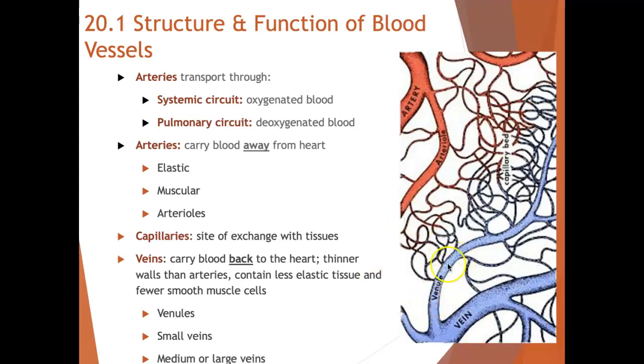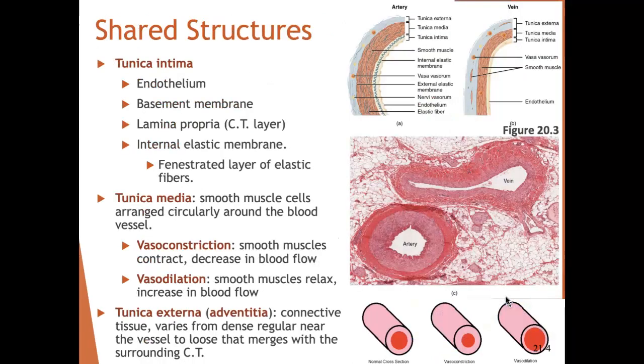So as I said before, a venule is a small vein, and that drains into small veins, and then into medium veins, and then into large veins. And the largest veins we have within our body would be our superior and inferior vena cava that we talked about in chapter 19 when we talked about the heart.